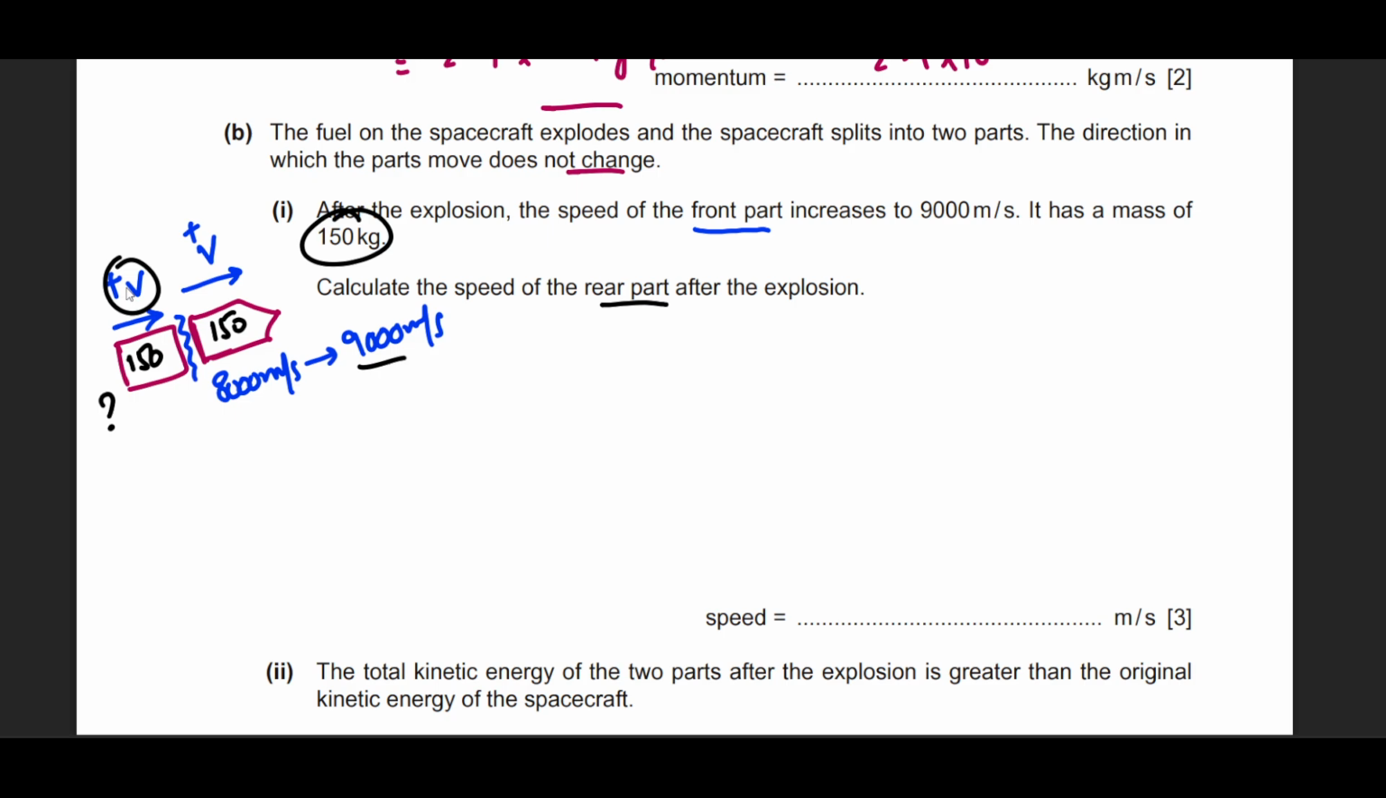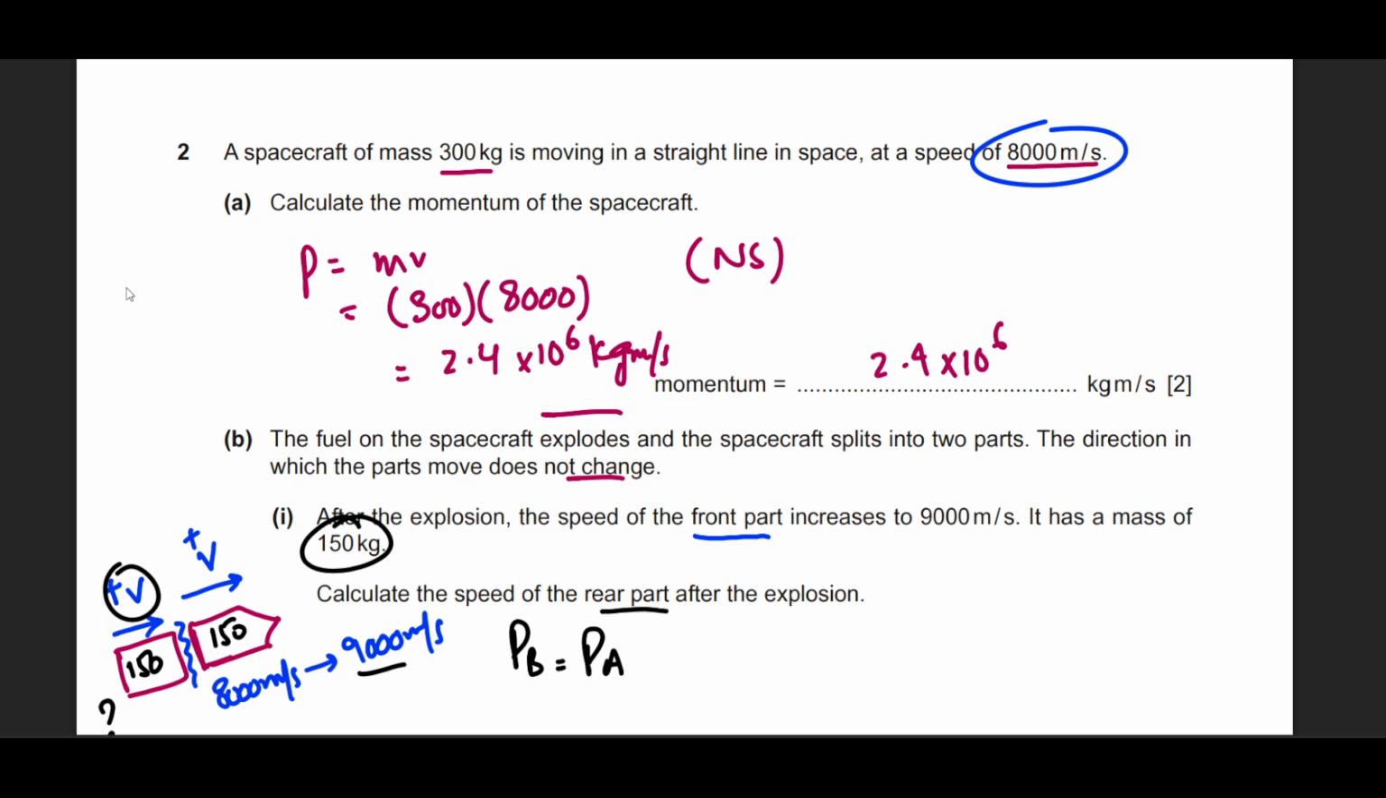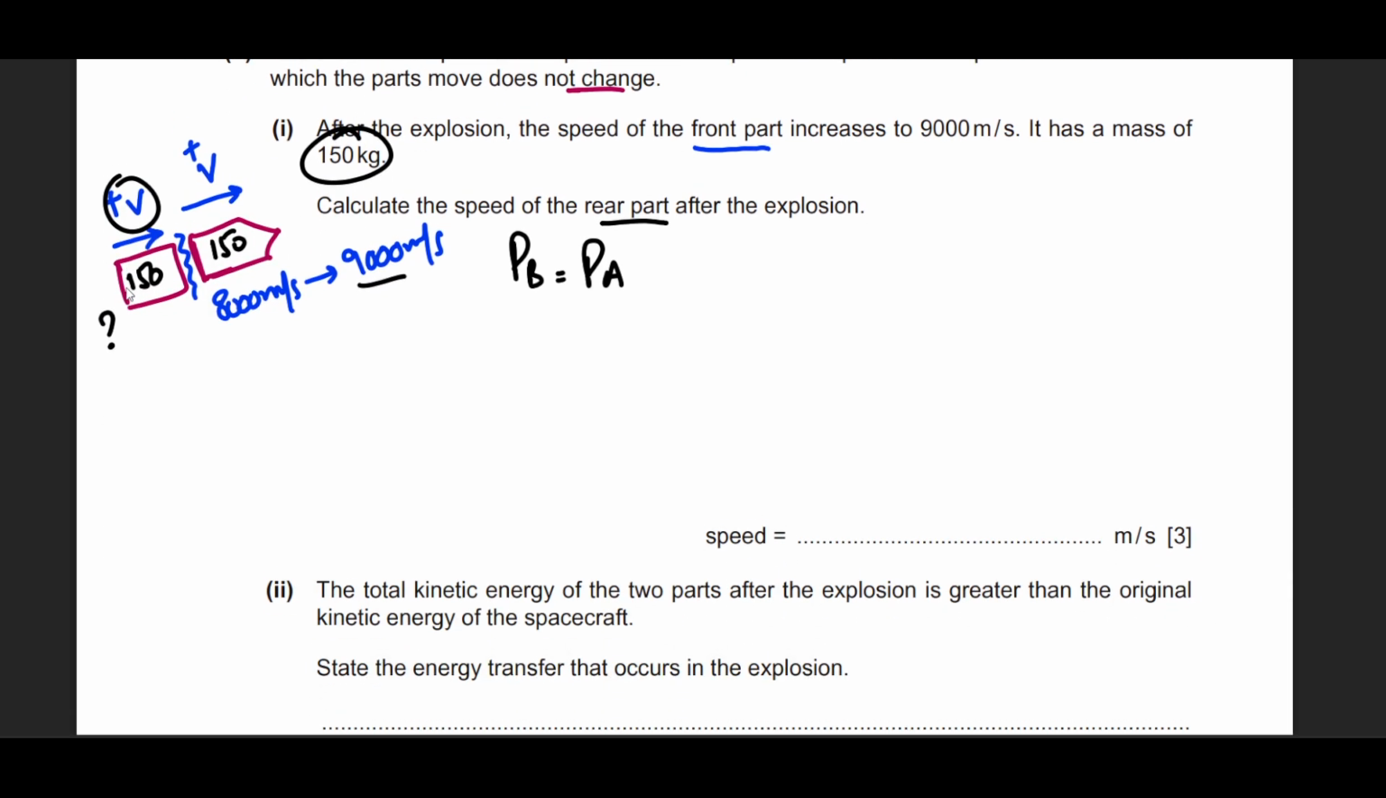So let's find out. Momentum before collision should be equal to momentum after collision. What's the momentum before collision or explosion? That is the total momentum that you found in the previous part. So it possesses a momentum of 2.4 power 6, which should be equal to the momentum after the explosion. So the momentum of the front part and the back part added together.